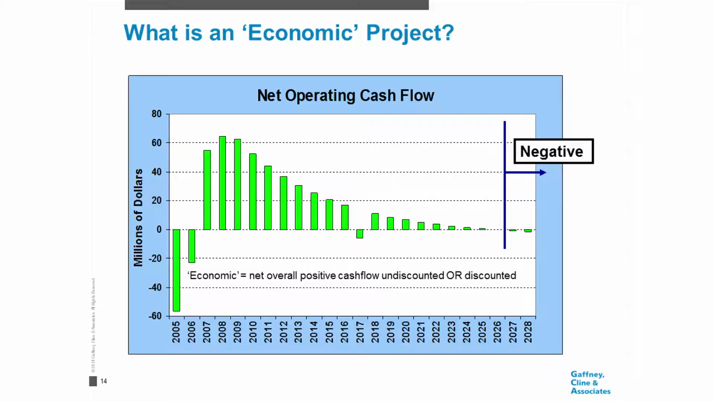Okay, so what is economic? The simplest way to think about economic is the sum of all these cash flows should be positive. The sum of all those cash flows should be positive. In other words, I'm making at least $1 on all this. This is the simplest way to think of economic.